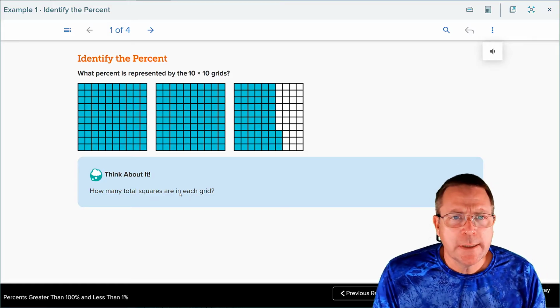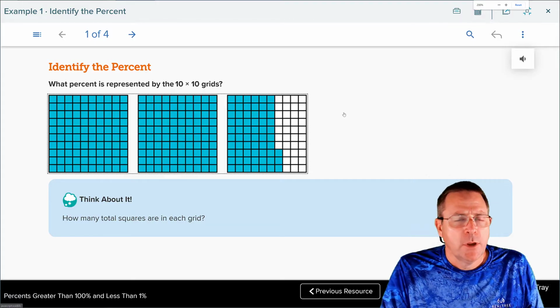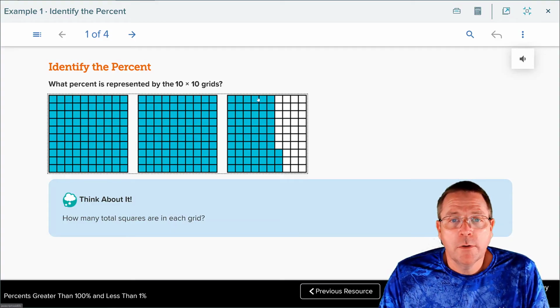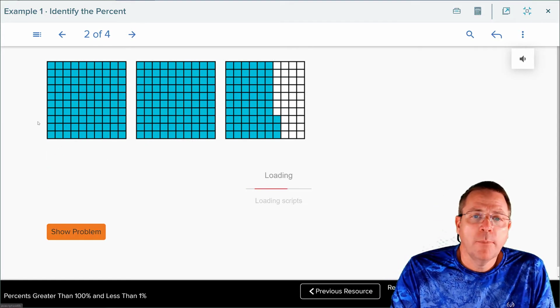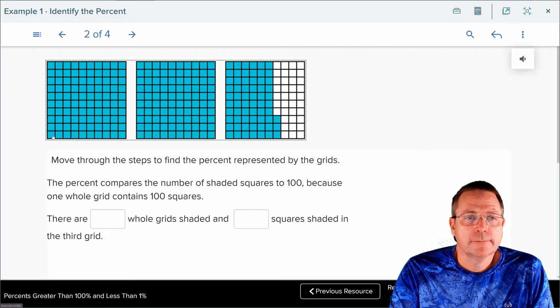So what percent is going to be represented by these 10 by 10 grids? You can see you've got two 10 by 10 grids that are entirely filled, and another one that is 1, 2, 3, 4, 5, 6 rows are filled and 3 additional. So what percent is that going to represent? How about you pause the recording and see if you can fill in those grids real quick.